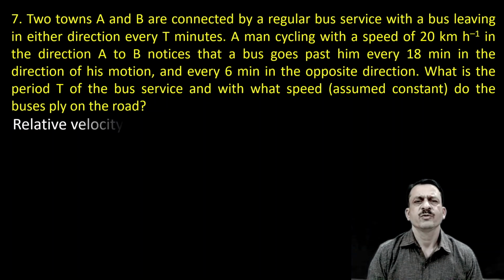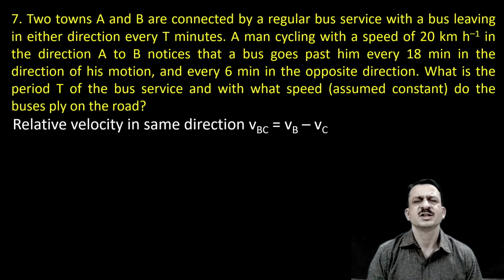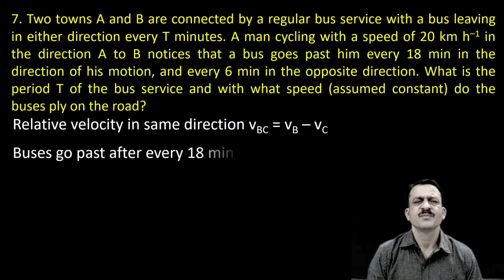Now first we will work out the relative velocity in the same direction. The relative velocity of the bus with respect to the cyclist, VBC we call it, is equal to VB minus VC. Now a bus goes past after every 18 minutes. For every 18 minutes it is crossing the cyclist. Therefore in terms of hours it is 18 by 60 hours.